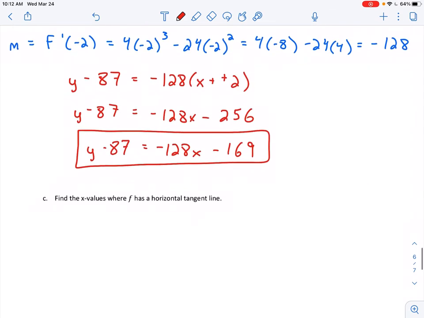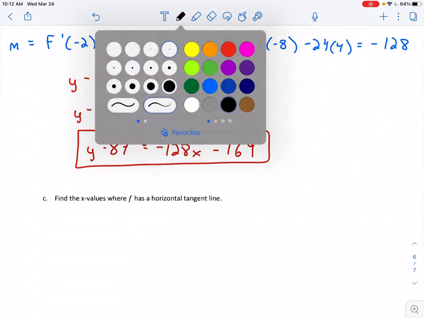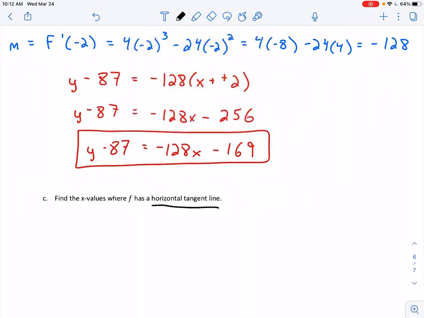The last question I want to ask here is to find the x values where f has a horizontal tangent line. Remember, if I have a horizontal line, I'm thinking about a flat line which has a slope of 0. So I'm thinking about a tangent line. The slope of the tangent line is given by the derivative, and I want the slope of that tangent line to be 0. So I'm taking my derivative and setting that equal to 0.